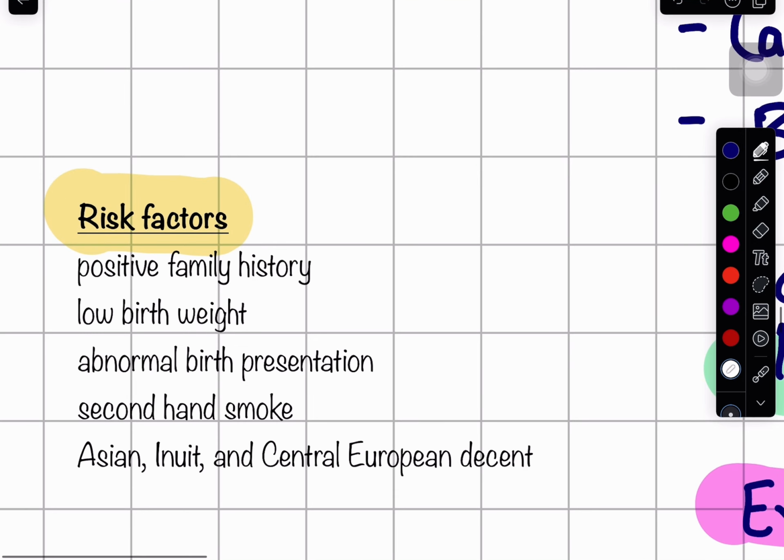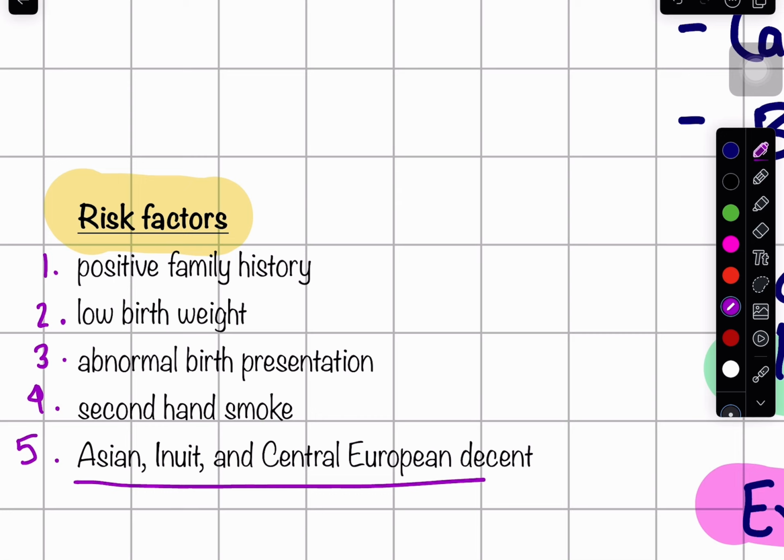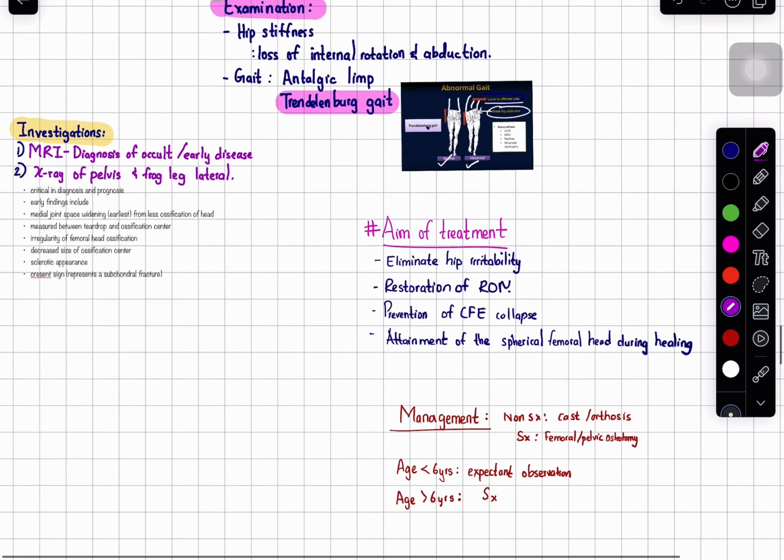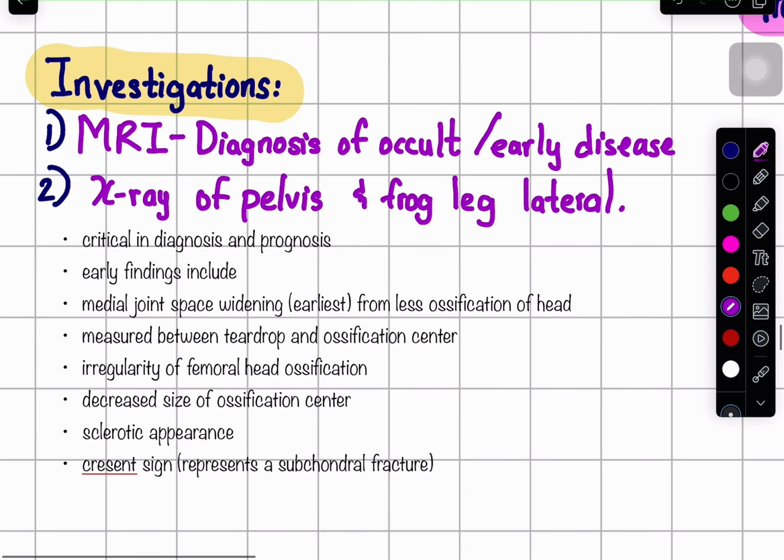And the risk factors are, number 1, positive family history, low birth weight, abnormal birth presentation, secondhand smoking, Asian, Inuit, and Central European descent. And going on with the investigations, MRI is very helpful for diagnosis of an occult and early disease diagnosis.